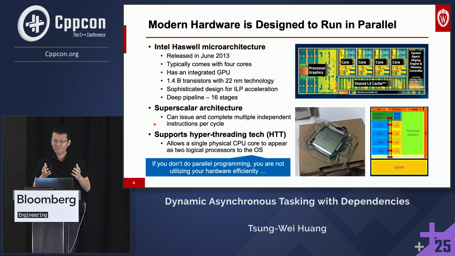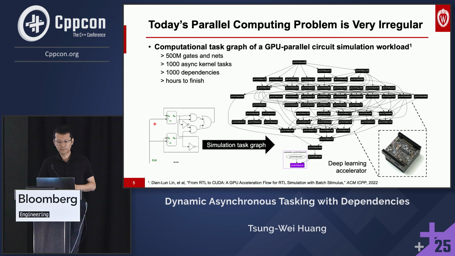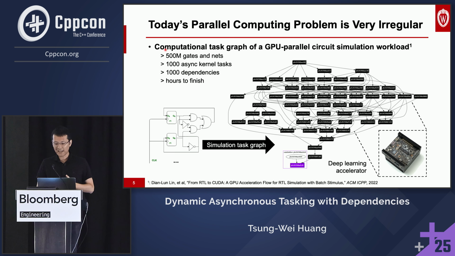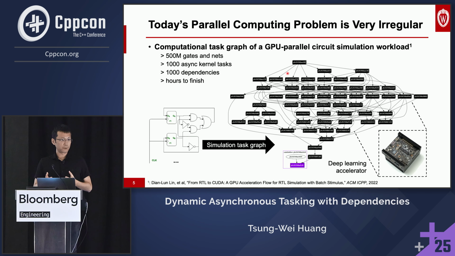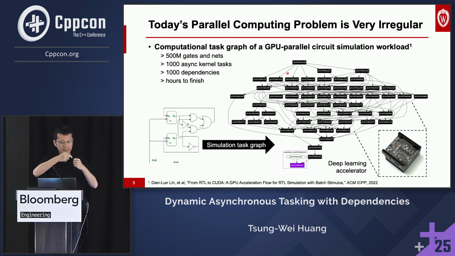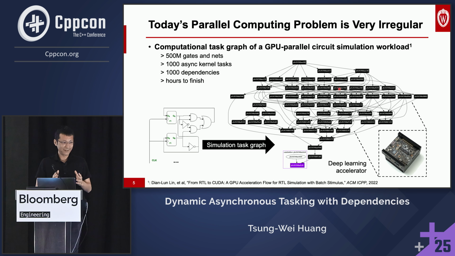So if you do not do parallel programming, then you are not utilizing your hardware efficiently. However, today's parallel computing problems are very complicated and irregular. Here I am showing you a computational task graph of a GPU-accelerated circuit simulation workload. This task graph models a GPU operation as an asynchronous task and a dependency between 2 GPU operations as an edge. Now, if you look at this computational task graph, it can be very, very huge.